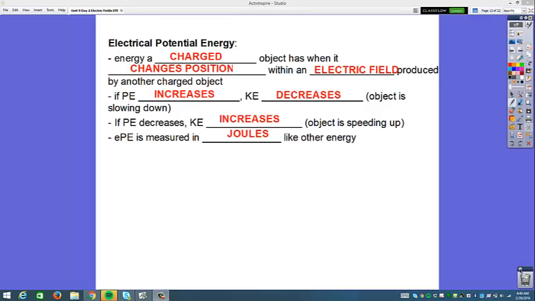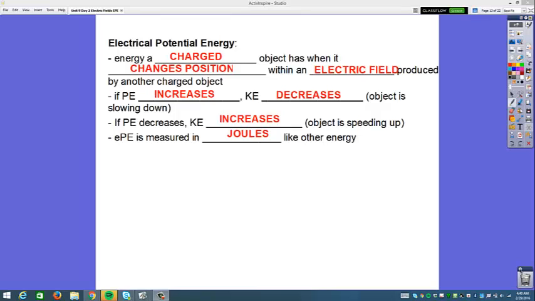All right, part two of this lecture deals with electric potential energy. So we've talked about potential energy before. Remember that potential energy is your stored energy. So what we're talking about with electrical potential energy is the stored energy a charged particle is going to have. It's going to have that potential energy when it changes position, just like we had when we looked at gravitational potential energy and spring potential energy.